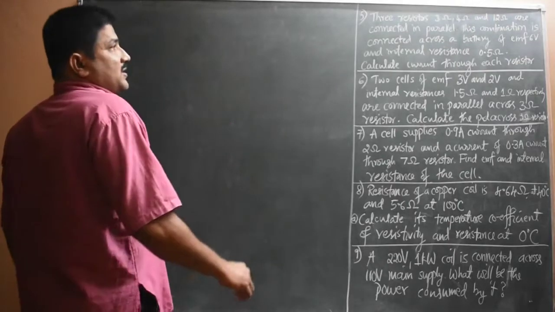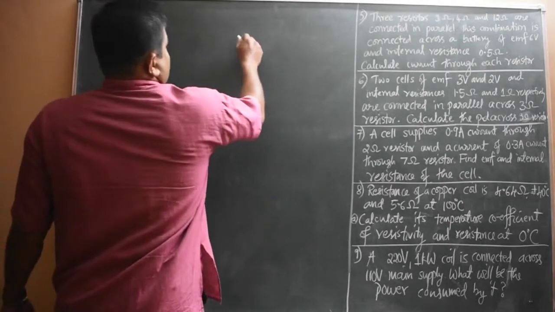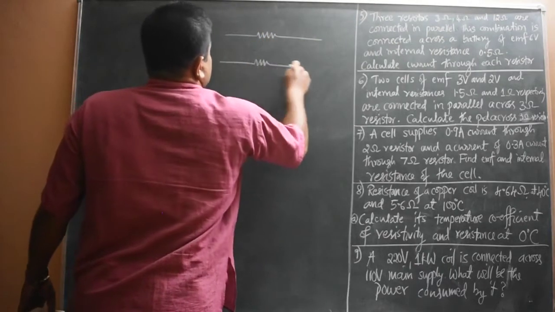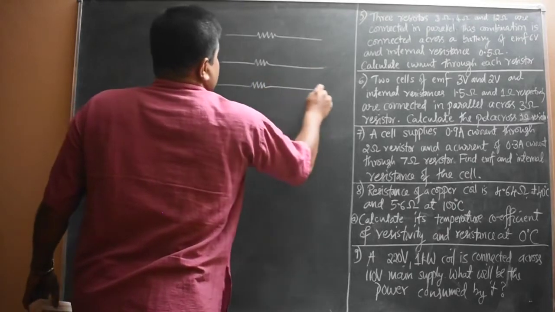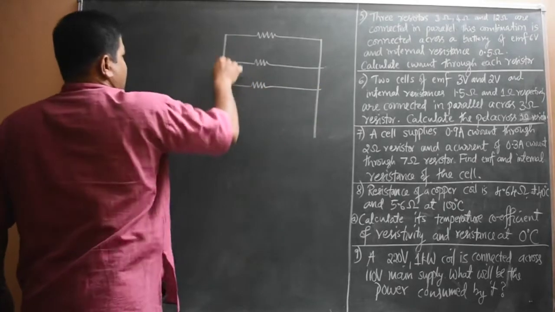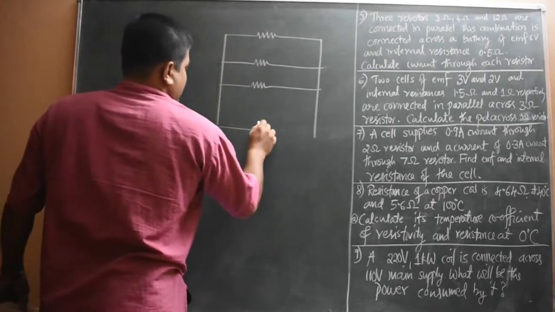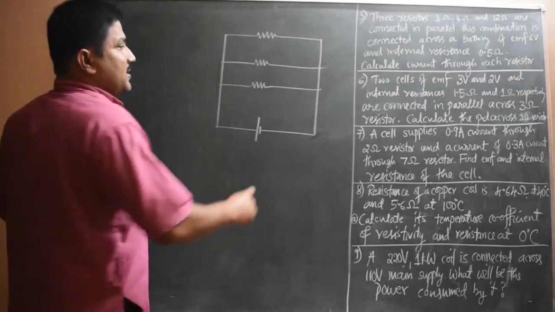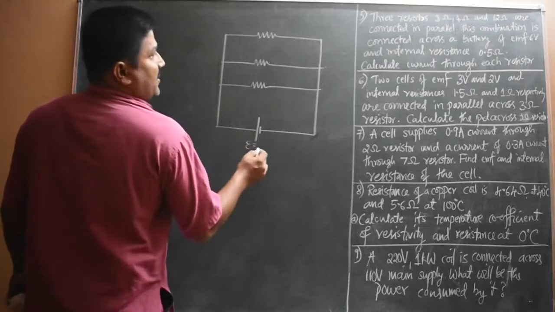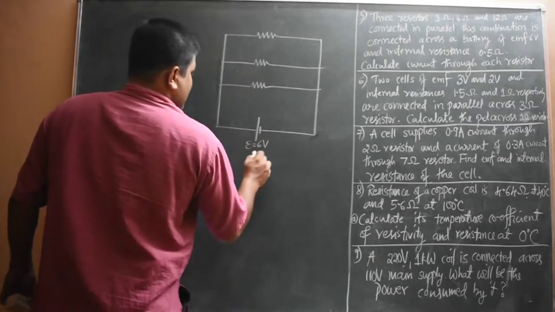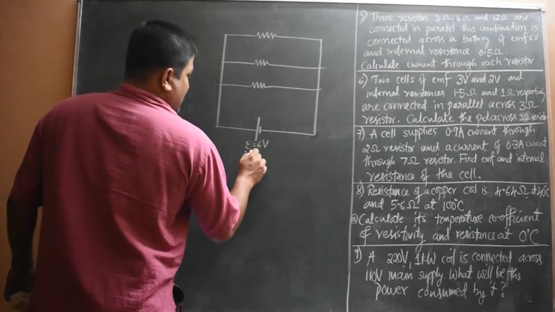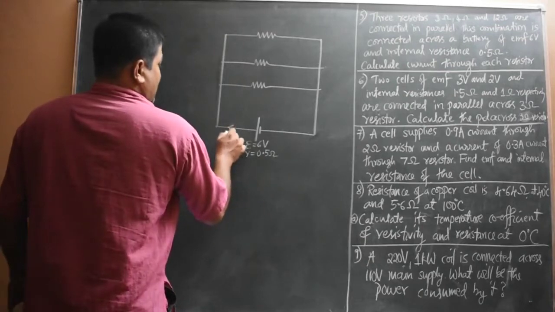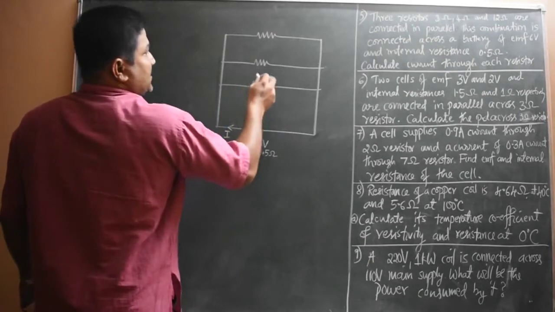Firstly, we can see there 3 resistors are connected in parallel. So we have all learned, 3 resistors in parallel connection like this, 1, 2, 3. Now this parallel combination of resistors is connected across a cell of EMF 6 volt and internal resistance small r equal to 0.5 ohm. Now the current drawn from the cell, let it be I, and 3 resistors are there.